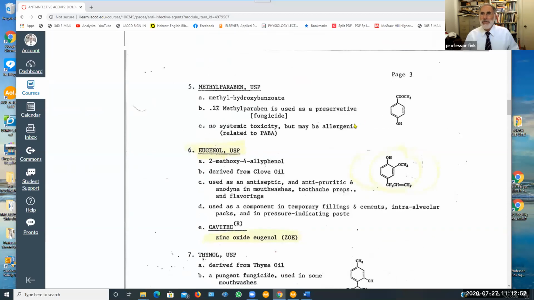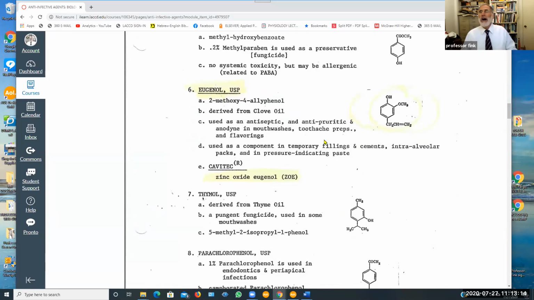On page 3, methylparaben has that similar six-sided ring with an OH. It is also a member of this phenol group. It has been used as an antifungal agent. Eugenol is worth noting. You should know eugenol. It is derived from clove oil. Notice its structure is that phenol structure with the six-sided ring and the hydroxyl or OH group. It's used as an antiseptic, as an antipyretic in mouthwashes and toothache preparations and flavorings.